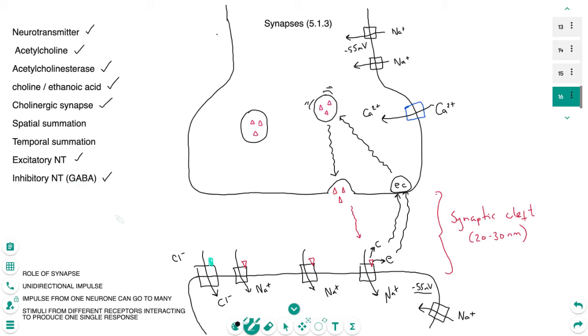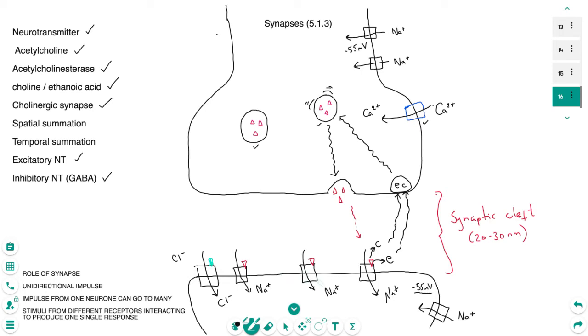Let's talk a bit about the role of synapses. Whenever you get to the end of the axon terminal of a neuron, you'll find vesicles and calcium ion channels. That's what you'll find at the axon terminals. Whereas if you go to the dendrites of a postsynaptic neuron, you won't find these features, but what you will find is the receptors for the actual neurotransmitters.